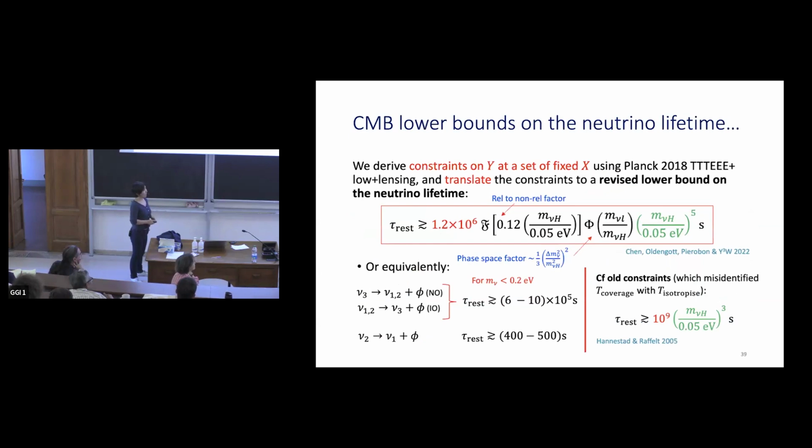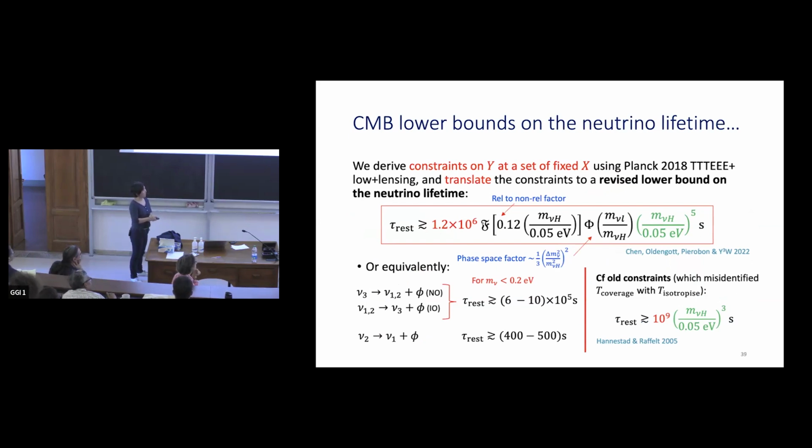So what we've done is to basically fix x at different values, so different decaying masses, and then we found constraints on y using the Planck 2018 CMB data. And then after we found the constraints on y as a function of x, we translated these constraints to a revised lower bound on a neutrino lifetime that looks something like this.